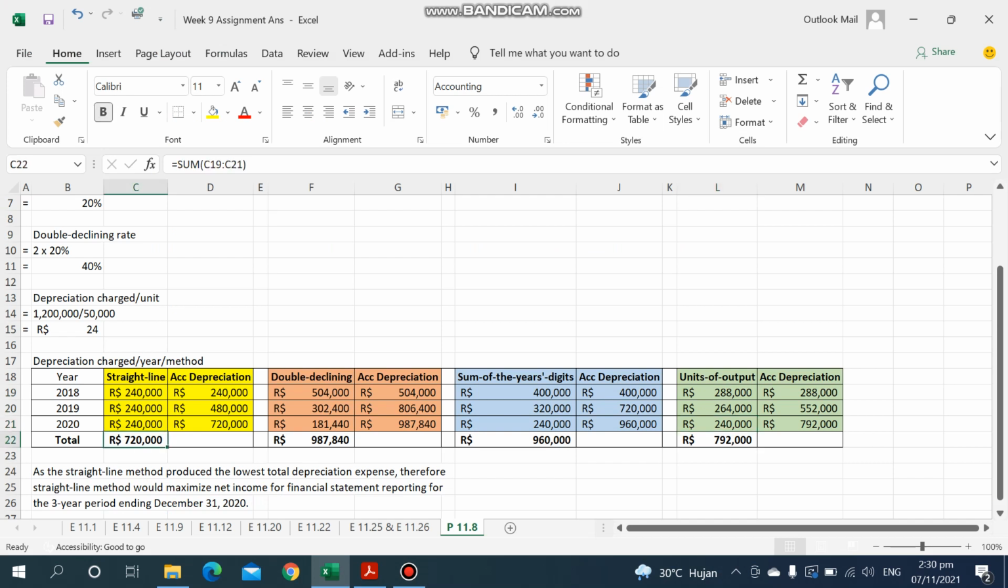So as you compare the total for each method, the one that will produce the lowest depreciation expense is the straight line method. If it produces the lowest depreciation, it will be the one that maximizes net income. So as the straight line method produces the lowest total depreciation expense, therefore the straight line method will maximize net income for financial statement reporting for the 3-year period ending December 31st, 2020.